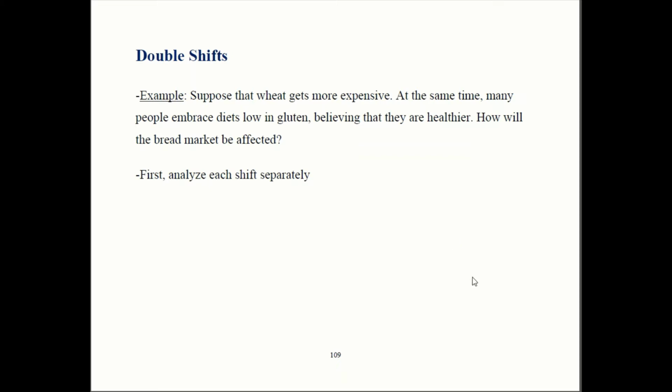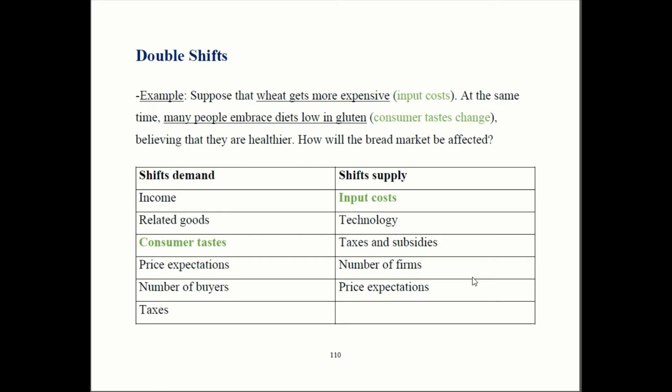Alright, let's go over what's happening in this situation. You have to figure out which curve shifts. Wheat is an input, an ingredient in making bread. Input costs, we said, shift supply. If people are starting to prefer gluten-free or low-gluten diets, that's a change in their tastes. Consumer tastes, we know, shift demand. So you have one demand shift, and we also have a supply shift going on at the same time. Let's go look at the implications of that.